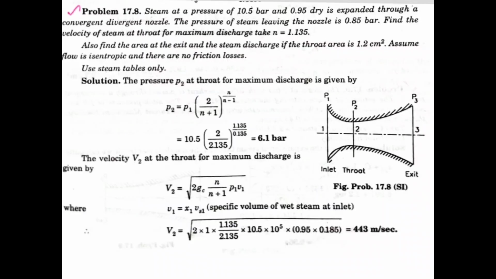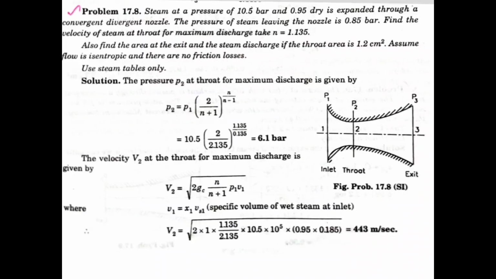First of all, the pressure P2 at throat for the maximum discharge is given by P2 equal to P1 into (2 divided by n plus 1) the whole raised to n divided by n minus 1. The values of P1 and n are given, so from that we find the P2 value. Substituting all the values in the P2 formula, we get P2 equal to 6.1 bar.